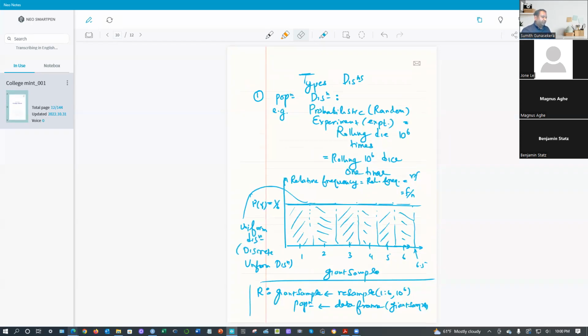Our experiment would be rolling a die. Rolling a die. So at the end of the day, you can infer some lengths for this one.